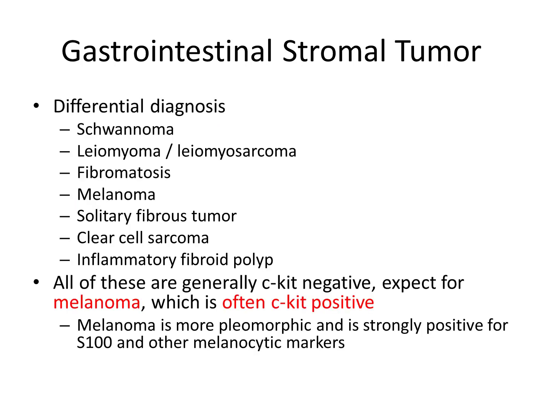The differential diagnosis should include schwannoma, leiomyoma, leiomyosarcoma, fibromatosis, melanoma, solitary fibrous tumor, clear cell sarcoma, and inflammatory fibroid polyp. All of these entities are generally negative for c-KIT. However, be aware that melanoma can be c-KIT positive. So, for cases that are more pleomorphic, consider evaluating the tumor for melanocytic markers, including S100 protein and SOX10.